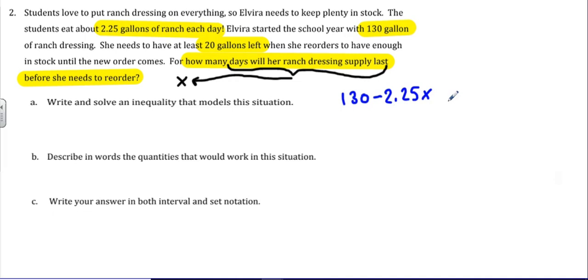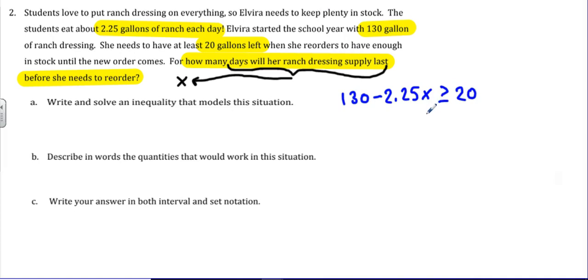So she needs to have at least 20 gallons left when she reorders to make sure that she has enough in stock until the new order comes. So we have to keep this value right here, the amount of ranch that she currently has, we have to make sure that that stays greater than or equal to 20 gallons. All right, our next step is to solve.